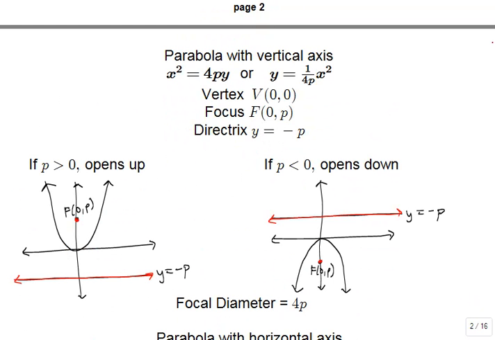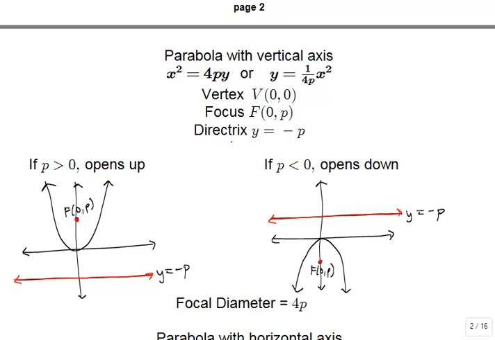Now, if you have a parabola with a vertical axis, this is what it's going to look like, and this is what we just proved up above. Its equation will look like x squared equals 4py, or if you solve that for y, you get 1 over 4p times x squared. The vertex of this parabola is at the origin. Its focus is along the y-axis inside of our parabola at coordinates 0 for x and p for y. So this p in our formula is important because that's going to tell us where our focus is.